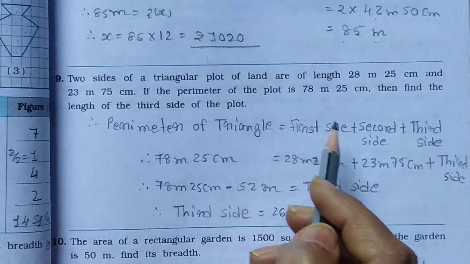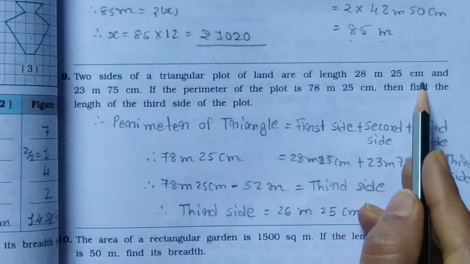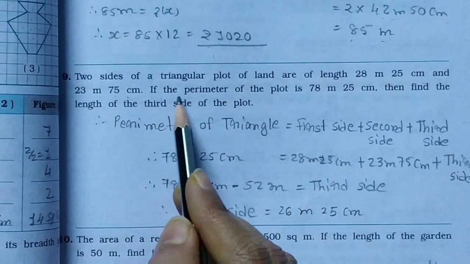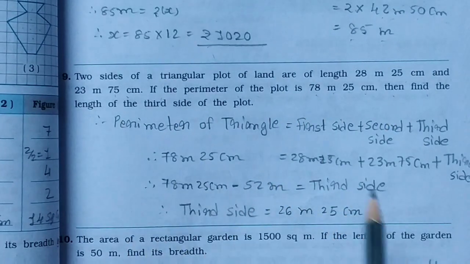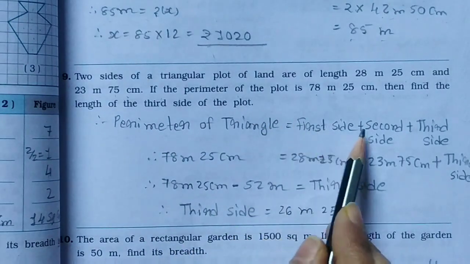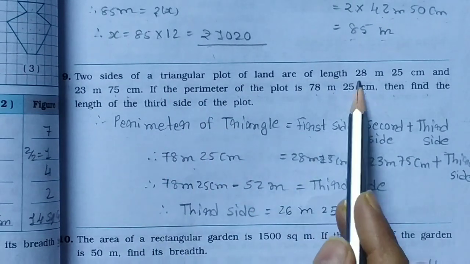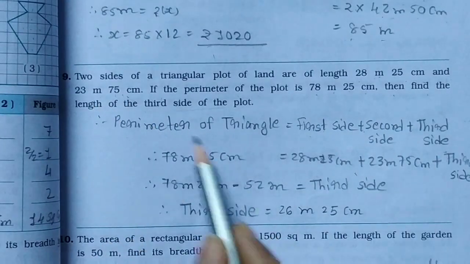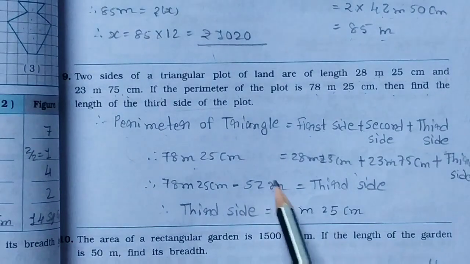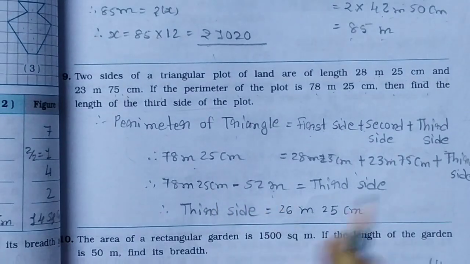Now question number 9. Two sides of a triangular plot of land are of length 20 meter 25 cm and 23 meter 75 cm. If the perimeter of the plot is 78 meter 25 cm, then find the length of the third side of the plot. So we know the perimeter of a triangle is the first side plus the second side plus the third side. Here the perimeter is given, the first side is 28 meter 25 cm and the second is 23 meter 75 cm. To find the third side, the total of the first two is 52 meter, and 78 meter 25 cm minus 52 meter. So the third side, that means the answer, is 26 meter and 25 cm.